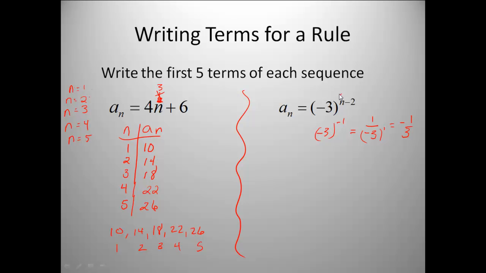Now when I put a 2 in here, 2 minus 2 is 0, so I really have negative 3 raised to the 0. And by your rules for exponents, if you have anything raised to the 0 power, it's 1.